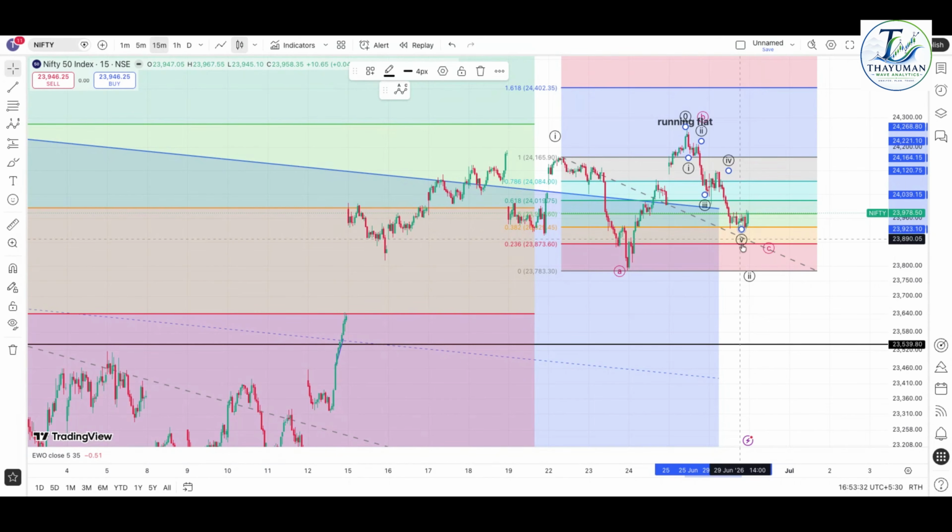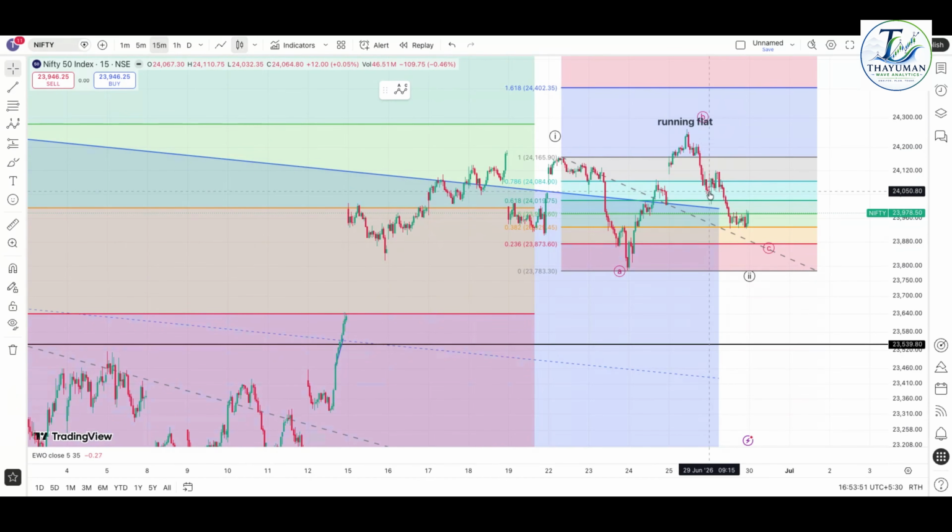Since this wave 1 2 3 4 5 is a sub wave of B to C, it should be a different color, as it's a sub level. But just for clarity I chose this color. For now I will remove it.